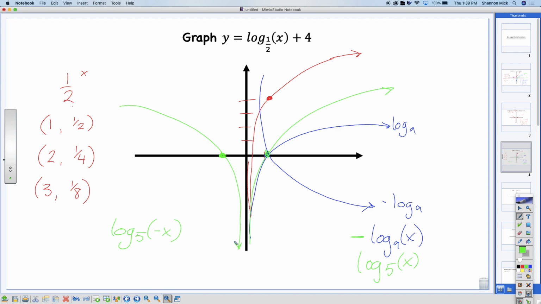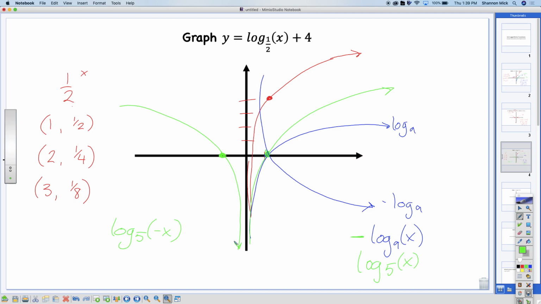Is the domain going to change? Yes, the domain is not going to be greater than 0 anymore. It's going to be less than 0, because a negative times a negative becomes a positive. Okay? Got to get the gist of it, guys. This is about all you're doing. That's all graphing notes. Any questions on graphing? If I gave you any base, any reflection, could you do it?